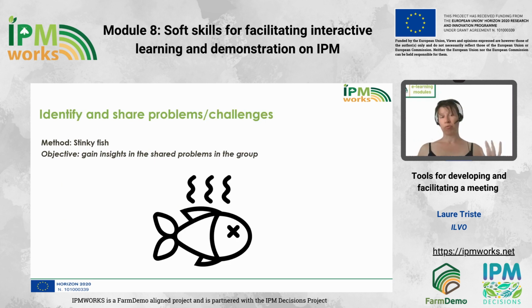Then, for another objective, if you would like to identify and share some problems or challenges with your group, the stinky fish method can be used. Its aim is to gain some insights into the shared problems in the group. So what you do, you give each participant 5 minutes to write down some challenges or problems, which are the stinky fish, on a post-it.